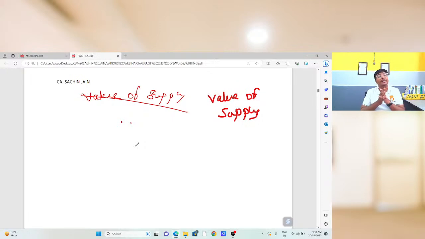Suppose your liability is to pay tax on 15,000 rupees, and if you have no knowledge regarding the value of supply and the valuation rules, you may pay the taxes on 10,000 rupees, or you may pay the taxes on 25,000 rupees. Both situations are dangerous. So we need to check whether the value of supply is okay or not.